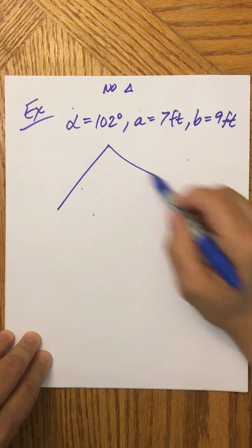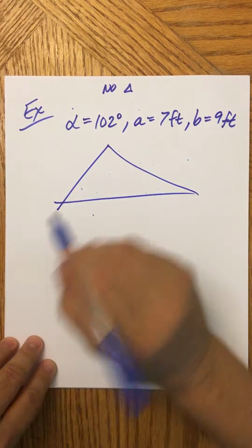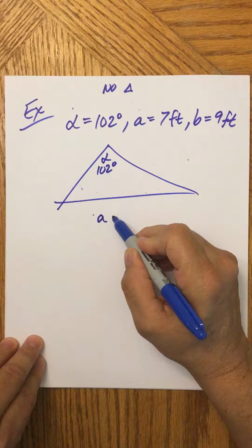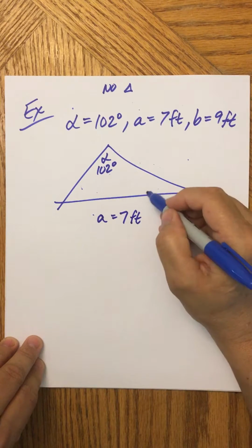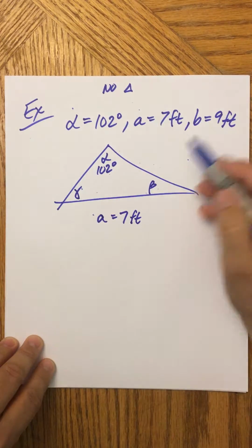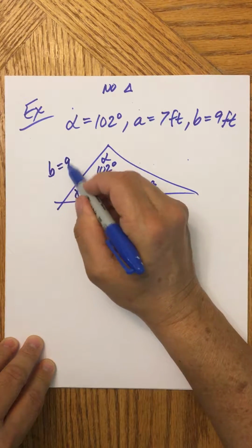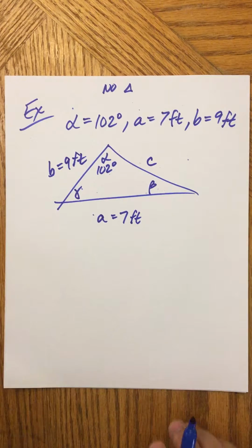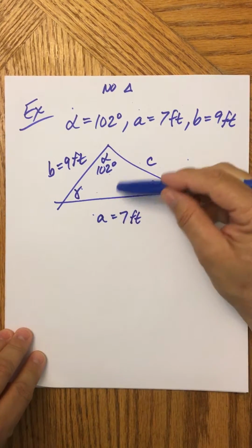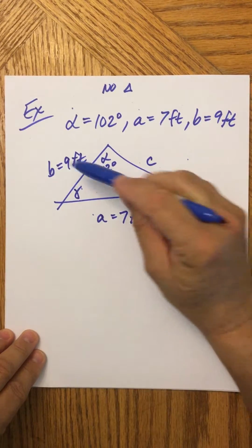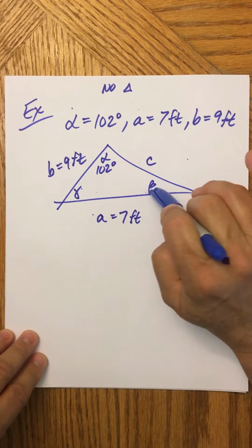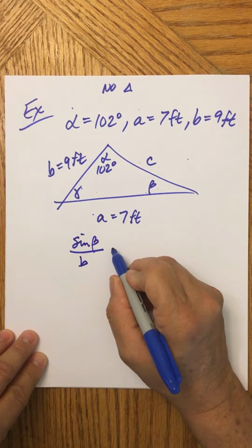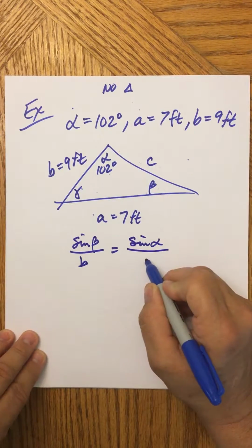Okay? So again, I draw my little generic triangle, and I say, okay, let's see here. Alpha is 102 degrees, and it's across from A, which is 7 feet. And then beta here I don't know, and gamma here I don't know. What I do know is B is 9 feet, and I don't know what C is. All right, so when I start out then, I obviously have to work with the angle and its corresponding side. And then let's say, since I know the length of this side, I'm going to try to find this angle right here, beta. So I'm going to set up sine of beta is to the length B, as sine of alpha is to the length A.